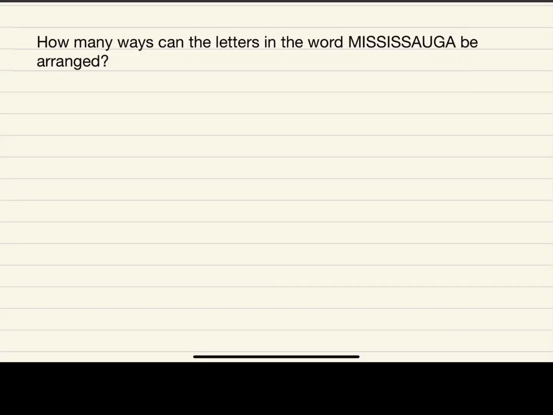So in our first example, how many ways can the letters in the word Mississauga be arranged? Well, I know that this falls into the permutations of identical objects because I could see that there's a repeat of the S and there's a repeat of the I's and as well a repeat of the A. So because we have 3 sets of identical objects, then we're going to use the formula listed above.